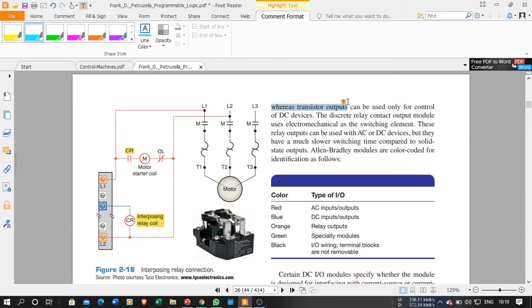Whereas the transistor output can be used to control DC devices. Transistor based output module can be used only for DC devices.